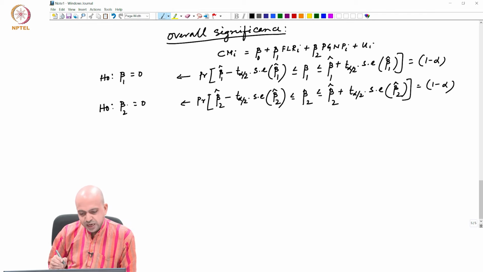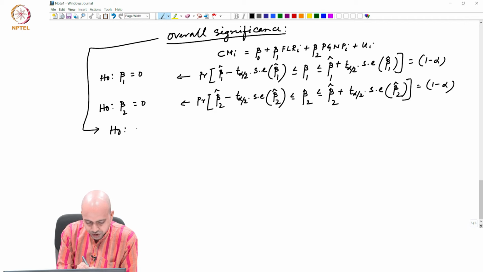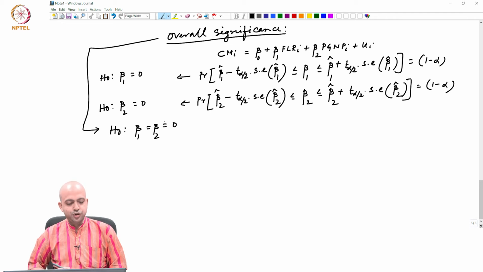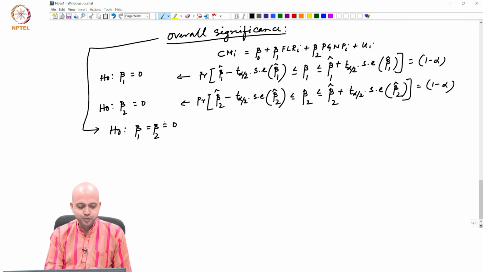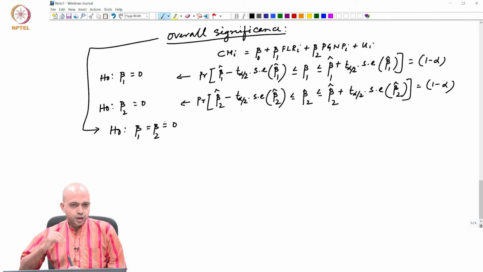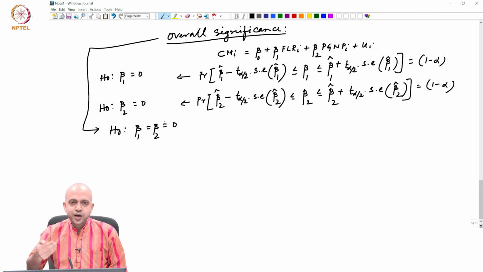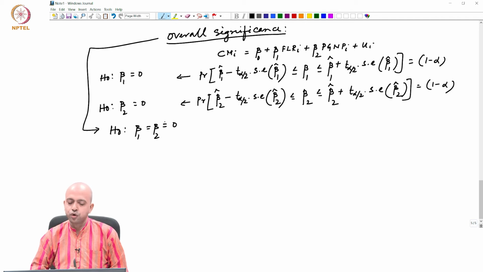But now, when we talk about the overall significance of the model, let us say that our null hypothesis is beta 1 equals beta 2 equals 0. This is our null hypothesis for testing the overall significance of the model. That means what we are saying is that combinedly FLR and PGNP do not have any significant impact on the child mortality rate.